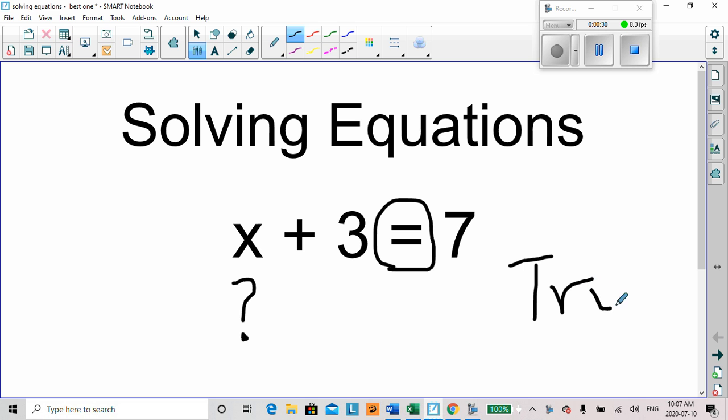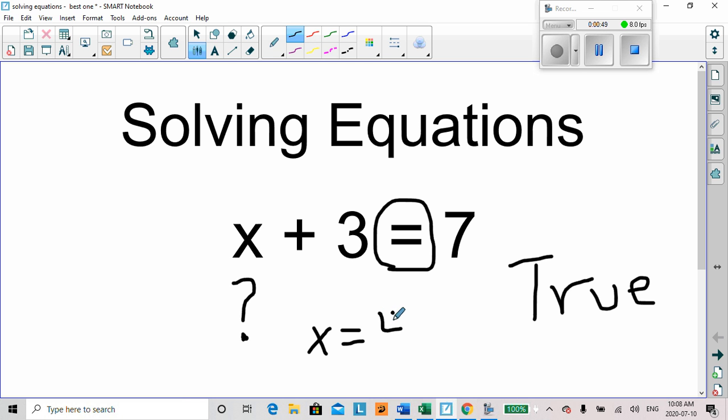And you can probably look at that and say the answer. You don't have to think real hard. What do I add to 3 to make it equal 7? So you've probably figured out that that has to be 4. So my answer here, the value of x that makes my statement true, is x equals 4.